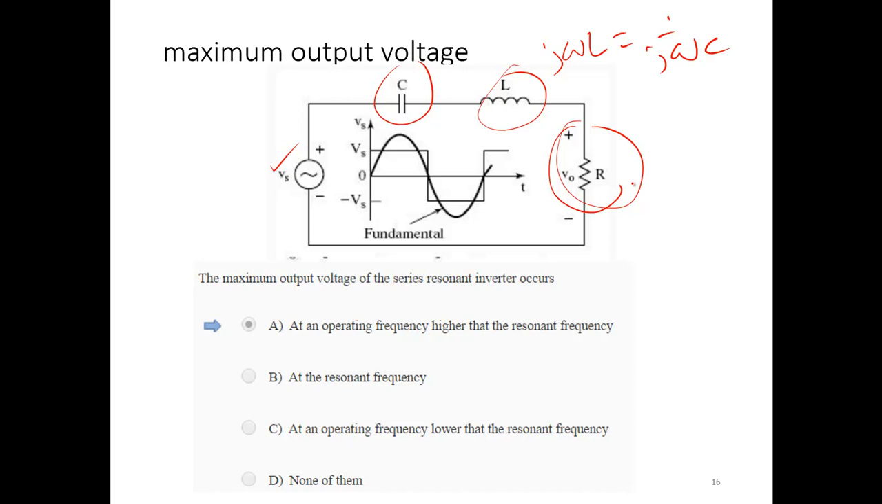The maximum output voltage occurs at the resonant frequency. The maximum output occurs at an operating frequency higher than the resonant frequency. That's the one, like you can see.